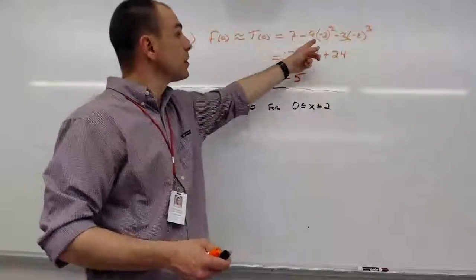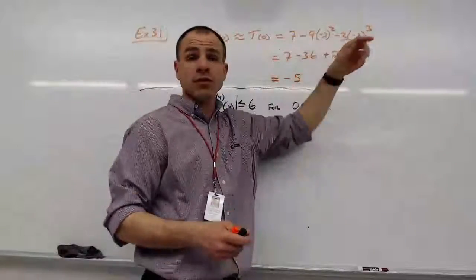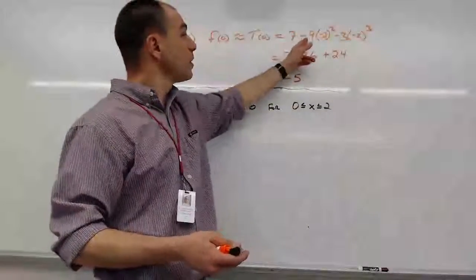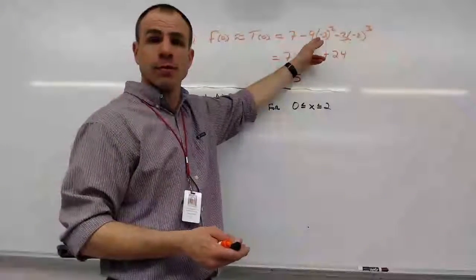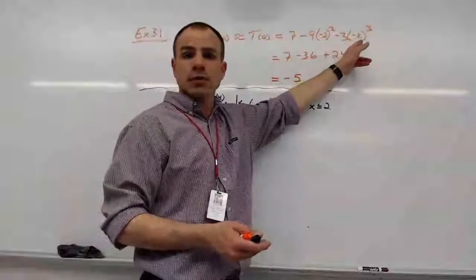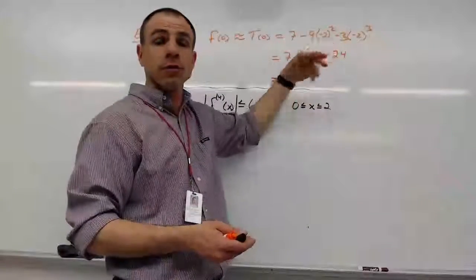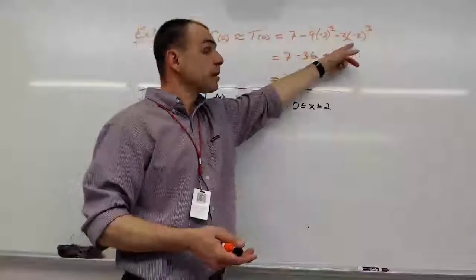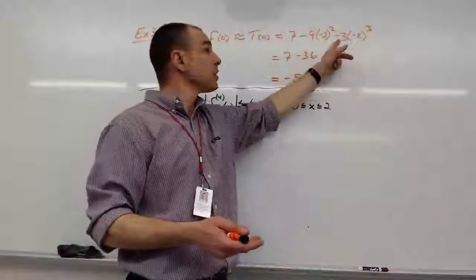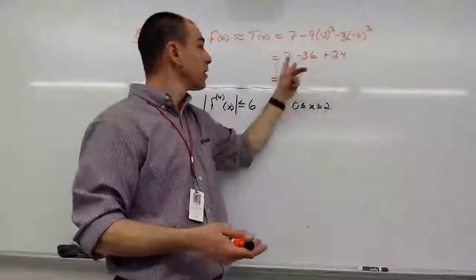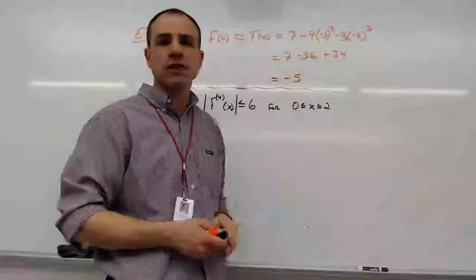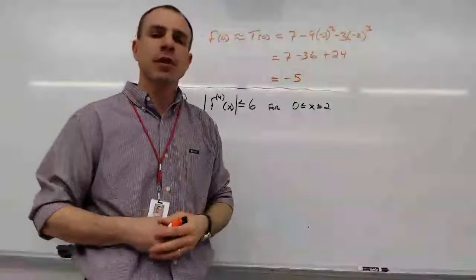When we plug 0 into T, we have 0 minus 2 in both sets of parentheses, which is obviously negative 2. So we end up having 7 minus 9 times negative 2 squared, minus 3 times negative 2 cubed. Negative 2 squared would be 4. 9 times 4 is 36, so we're subtracting 36. Negative 2 cubed is negative 8, times negative 3 is positive 24. 7 minus 36 is negative 29, plus 24 gives us negative 5. All right. So you have to do that in part C.